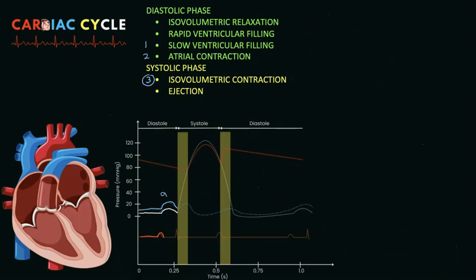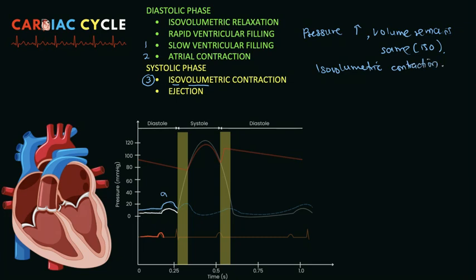For the next step of the cardiac cycle, we've already entered into the systolic phase, the isovolumetric contraction, where the pressure increases but the volume remains the same. So that is why it is called isovolumetric contraction.